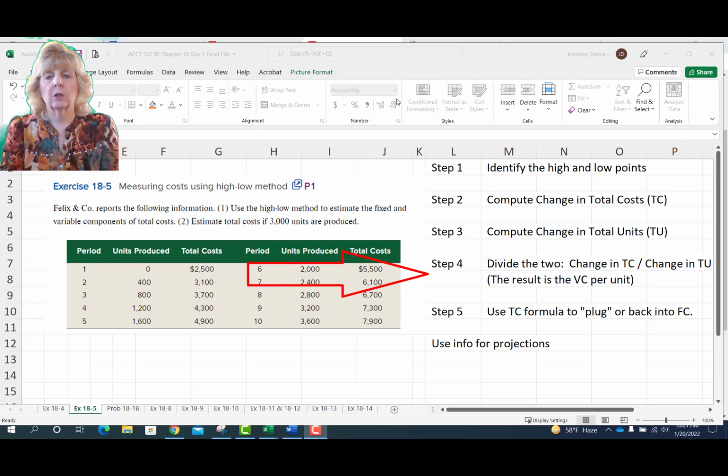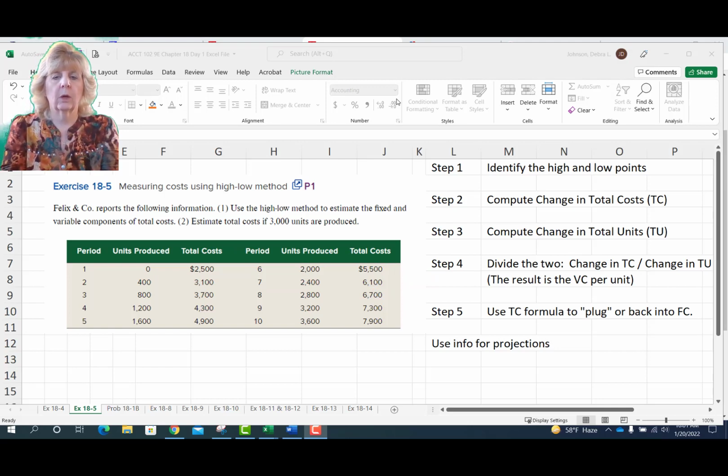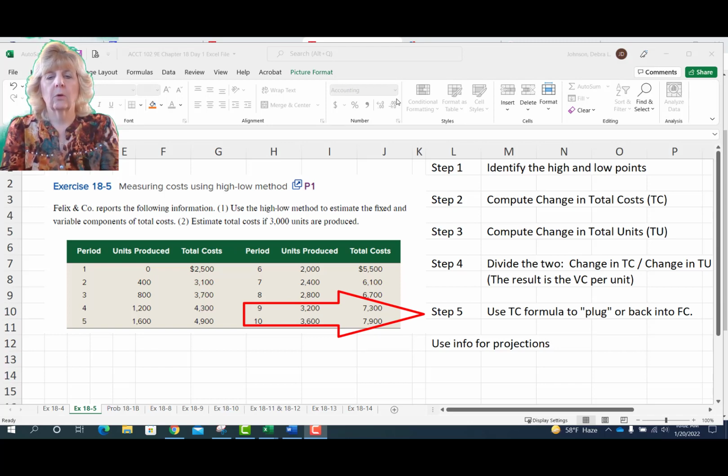Take the change in total cost divided by the change in total units, and that will give us the variable cost per unit. How do I know that? Remember that fixed costs don't change over the relevant range of activity, so any change must be due to the variable costs. And then use that information to plug the numbers into the total cost formula.